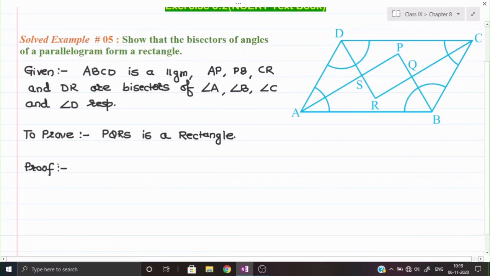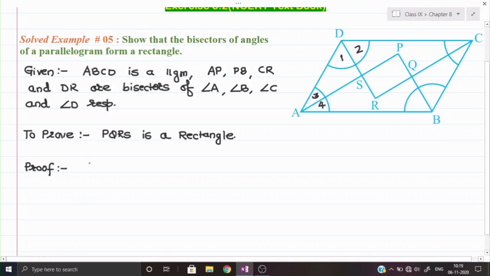Okay, first you see, I am supposing this angle as angle number 1 and this angle as angle number 2. Same way I am supposing this is angle number 3 and this is angle number 4. So observe, DR is the bisector of angle D, so angle 1 and angle 2 are equal. Similarly, AP is the bisector of angle A, so angle 3 and angle 4 will be also equal.